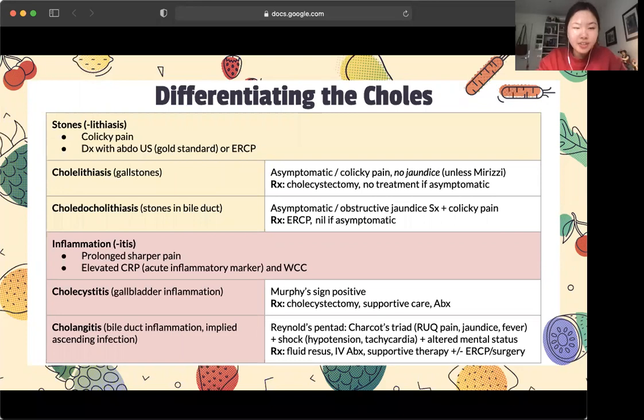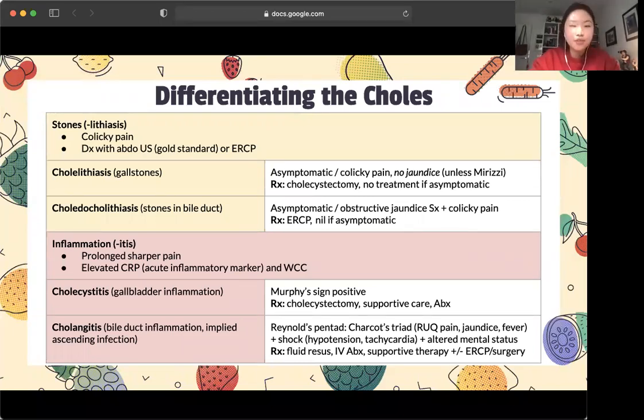So choledocholithiasis is stones in the bile duct. Also asymptomatic, but generally in an MCQ, EMQ situation, they're going to have obstructive jaundice symptoms as well as colicky pain. So that differentiates it from cholelithiasis. Treatment is ERCP, none, once again, if they're asymptomatic.